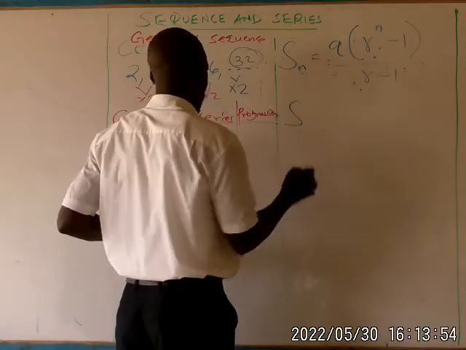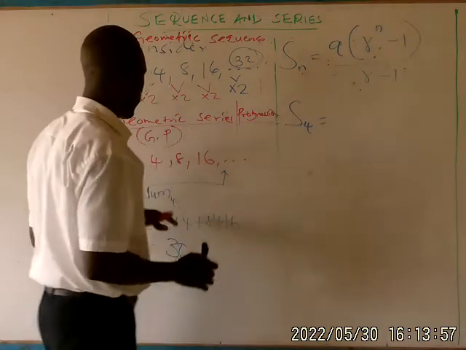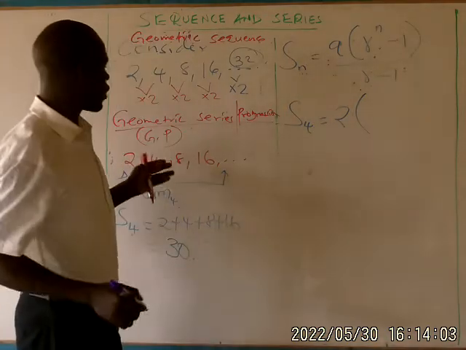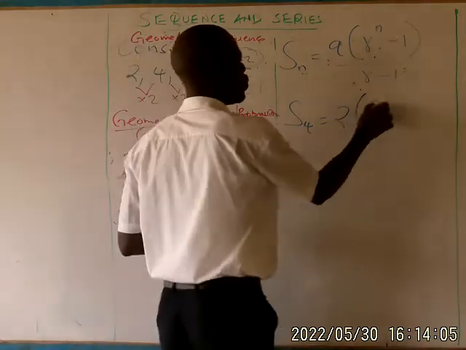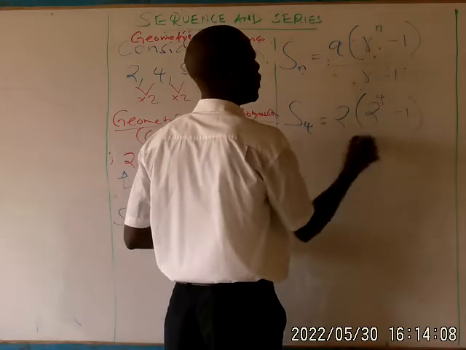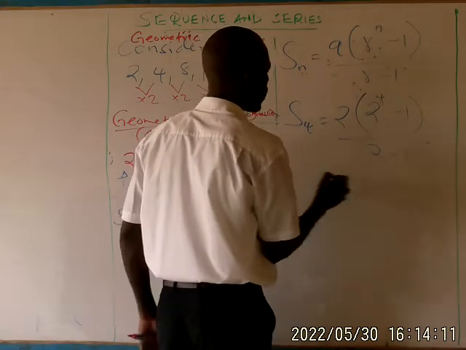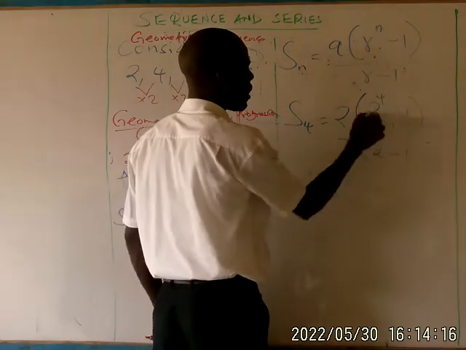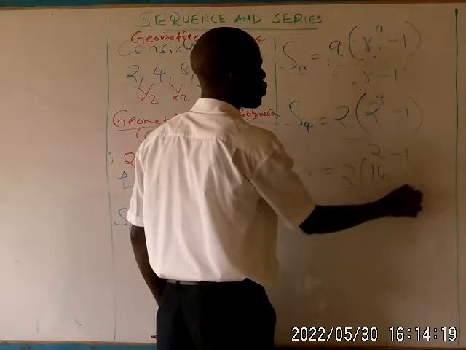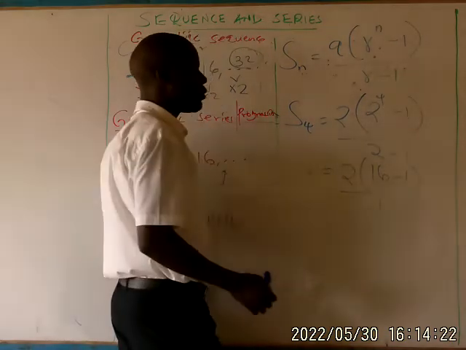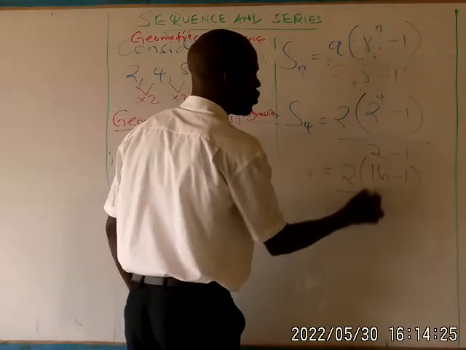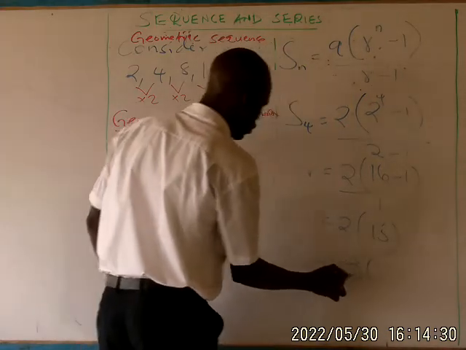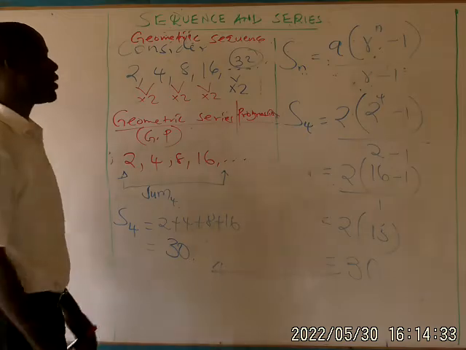Now, S4, then a. What's a? Our a is 2. Then r. What's r? Our r is 4 divided by 2, which is 2. So 2 times (2 power 4 minus 1), then over r minus 1, which is 2 minus 1. What do you get? 2 into 16 minus 1, over 1. 2 minus 1 is 1. So we have 2 into 16 minus 1 is 15. 15 times 2 is 30. So that's what you already have there.